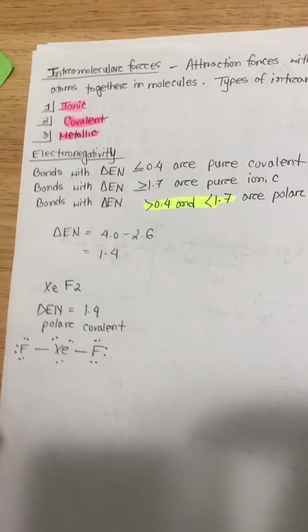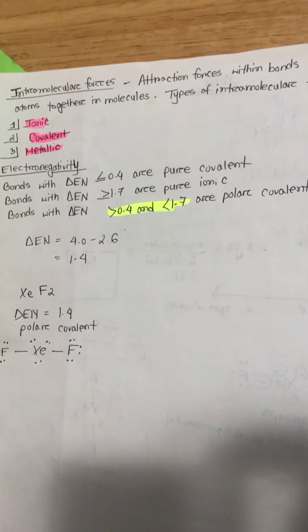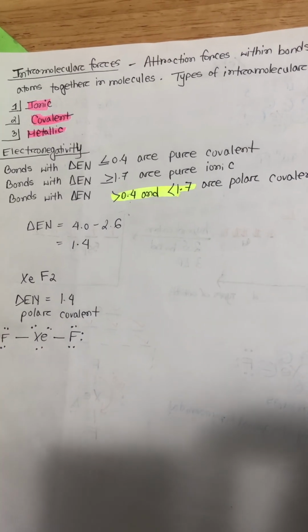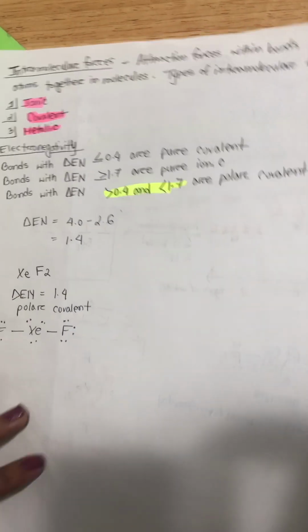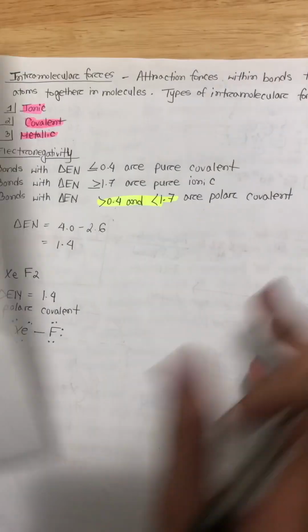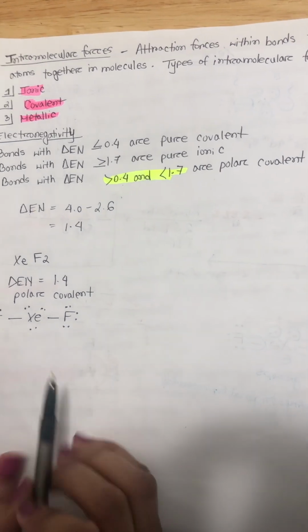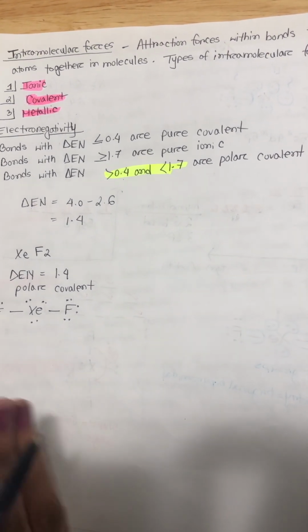I've drawn the Lewis structure again. We need to now know whether this molecule is symmetrical or asymmetrical, whether it has a dipole or not. The criteria of symmetry is all the bonds have to be equal, with no lone pair around the central atom. The central atom has lone pairs, so it is not symmetrical.